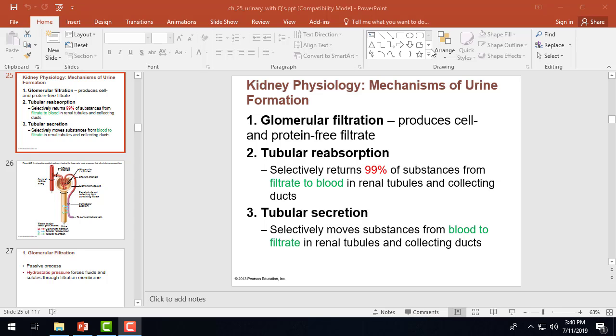But the reabsorption is, well, what are we all reabsorbing out? Yes, a lot of that is water. And where is all that reabsorption taking place? So we're going to talk about reabsorption. We're also going to talk about secretion.